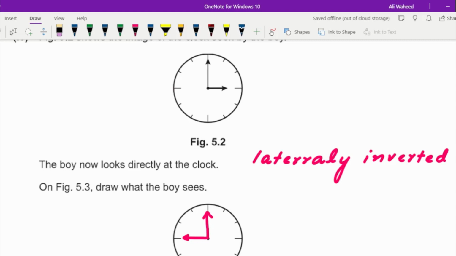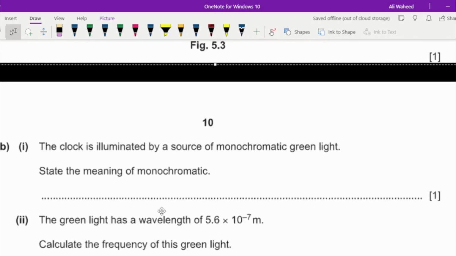So in the image, if we ignore the numbers, it would appear that it is like 3 o'clock, but in reality, it would be 12 o'clock. Sorry, 9 o'clock, not 12 o'clock. It would be 9 o'clock. Let's move on to the next one.